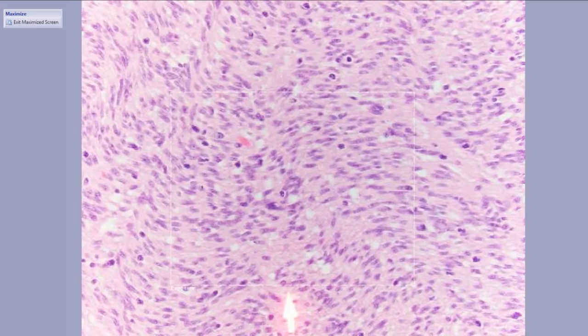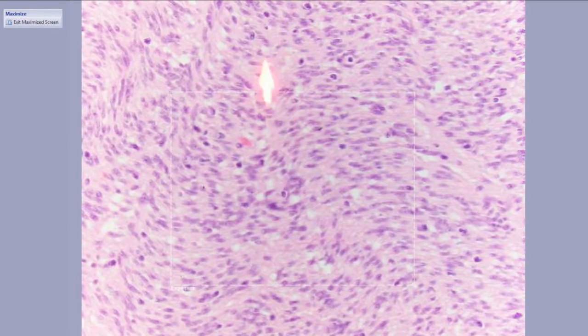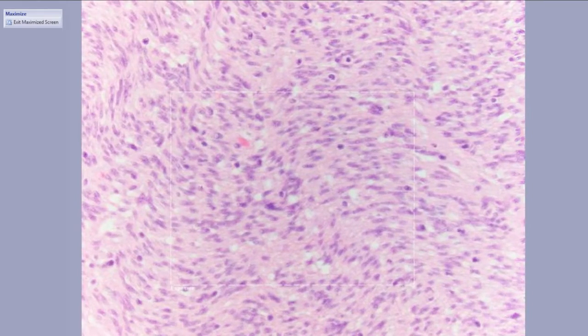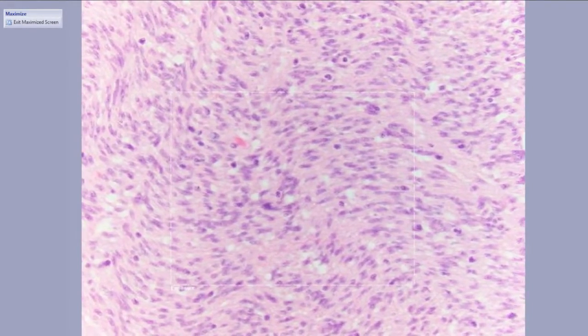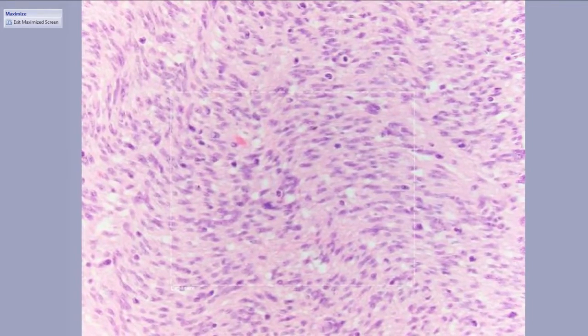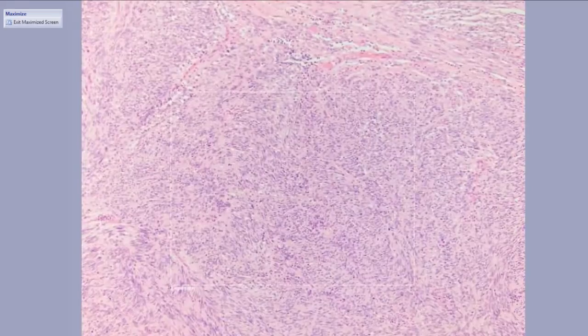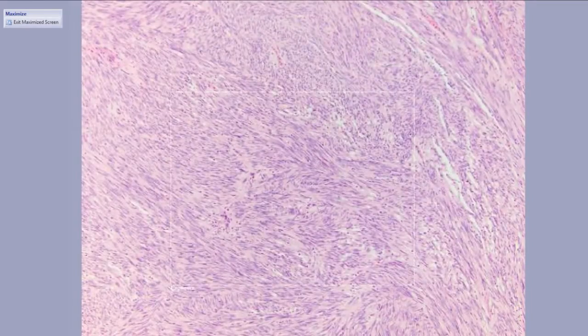We can see these little perinuclear vacuoles kind of indenting the nuclei in many, but not all of these spindle cells. This is actually an artifact of fixation. So if you got this on frozen section, you would not see that because it's fresh tissue. So this is a spindle cell neoplasm of the stomach.